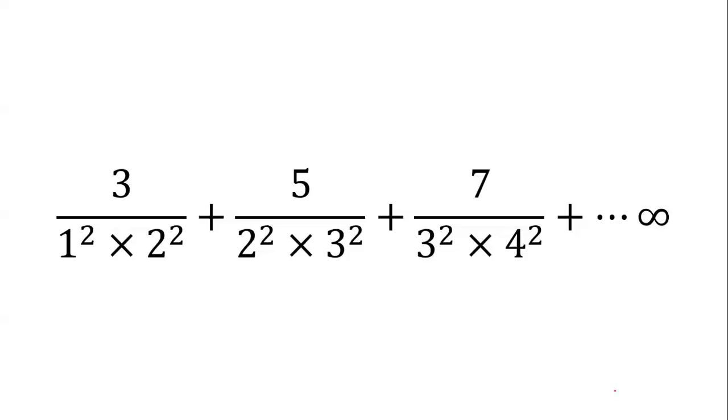So hello guys, in this video we are going to solve this problem. It is given that we have terms of this kind: 3 divided by 1 square multiplied by 2 square, and 5 divided by 2 square multiplied by 3 square, 7 divided by 3 square multiplied by 4 square, and we want to find the sum of infinite terms of this series. So let's see how we can solve this.